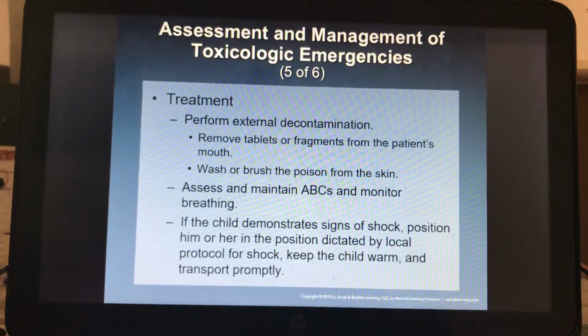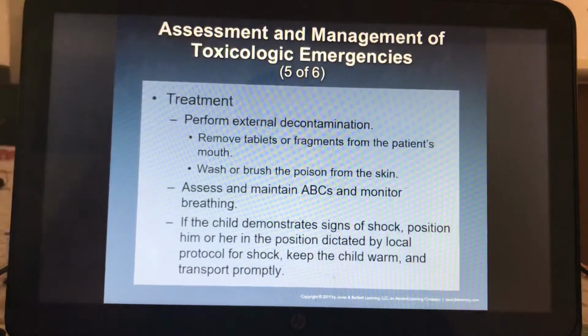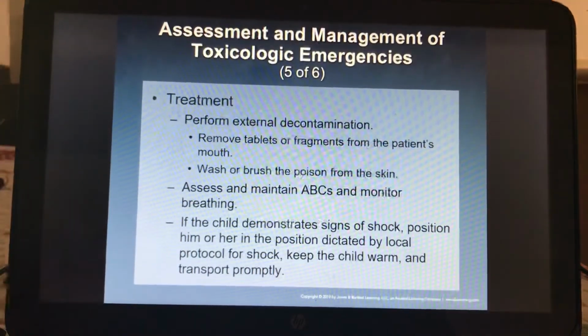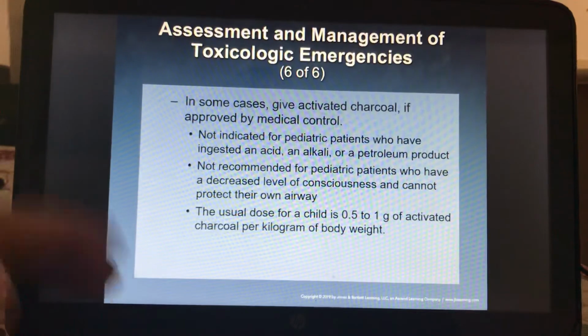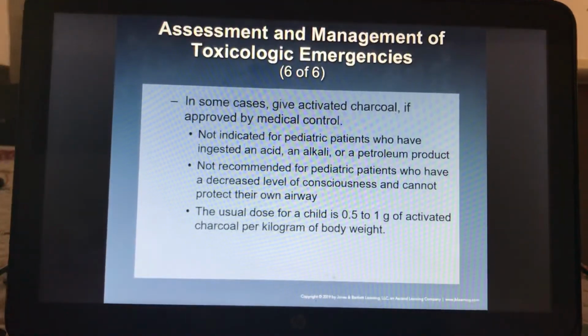So, if you can remove whatever is in their mouth, remove it. Try to stop that. Brush it off. Maintain ABCs. Be prepared for signs of shock, which we'll talk about. Activated charcoal, 0.5 to 1 gram per kilogram of body weight.